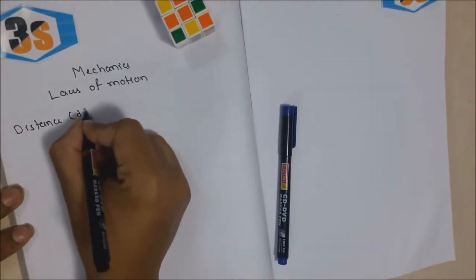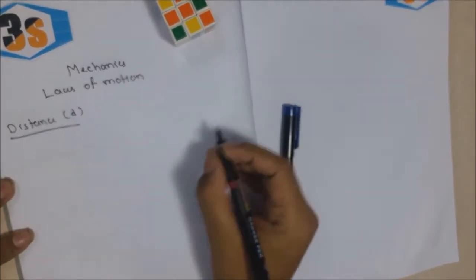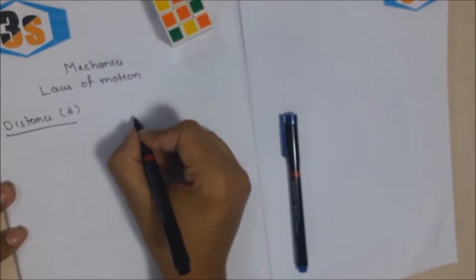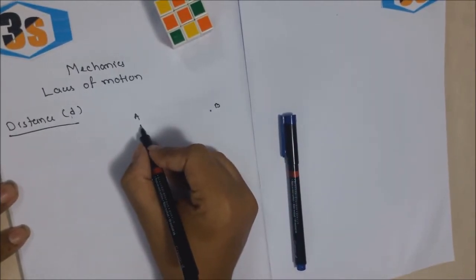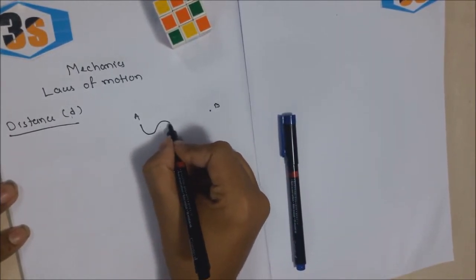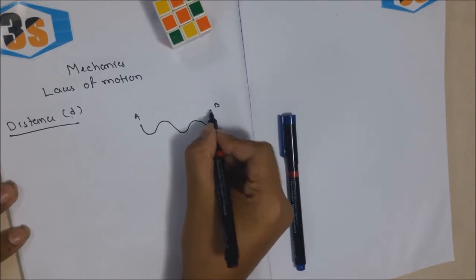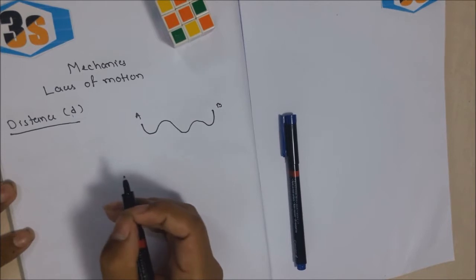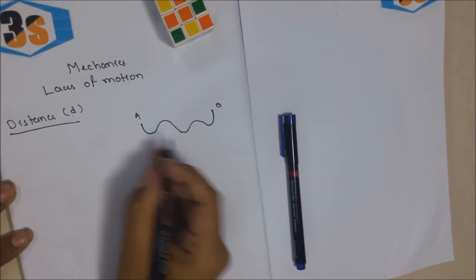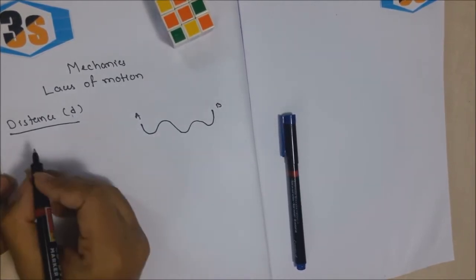Distance is denoted by d, is a scalar quantity. Let A be a point and B be another point. Let a person go from A to B in this way. So in this case, the total path covered by the person while going from A to B is the distance.